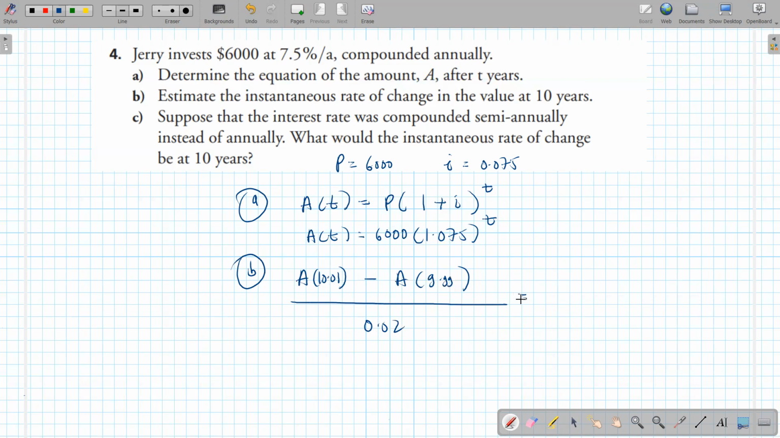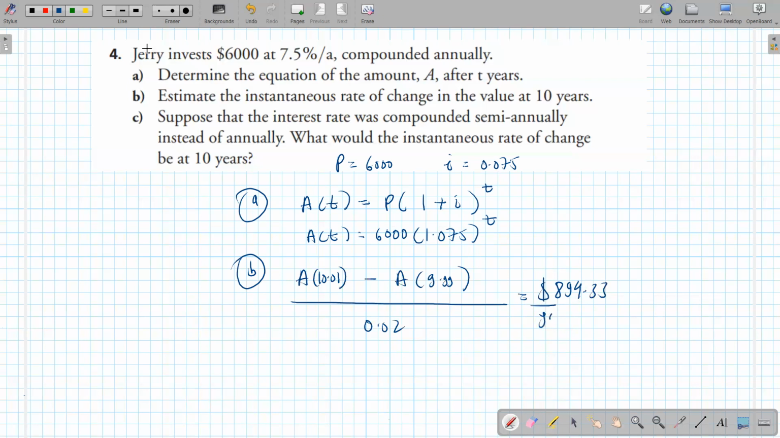So 6,000 times 1.075 to the power of 10.01, minus 6,000 times 1.075 to the power of 9.99, divided by 0.02. This always works. The answer is $894.33 per year.